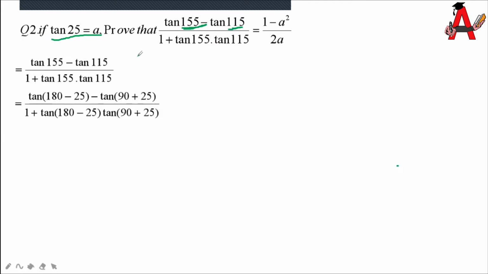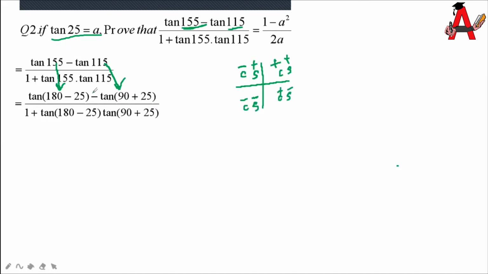We write the question again. Instead of 155 here, we will write 180 minus 25, and instead of tan 115, we will write tan (90 plus 25), and similarly in the denominator. Now I have already explained in the previous chapter how we find the signs of every quadrant. In the first quadrant, both cos and sine are positive because x represents the cos and y represents the sine. In the second quadrant, it is minus and plus, so your cos is negative and your sine is positive. In the third quadrant, both cos and sine are negative. In the fourth quadrant, cos is positive and sine is negative.